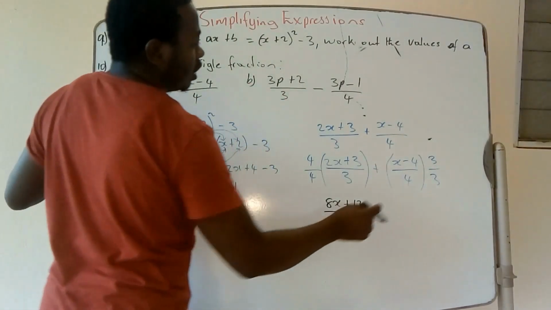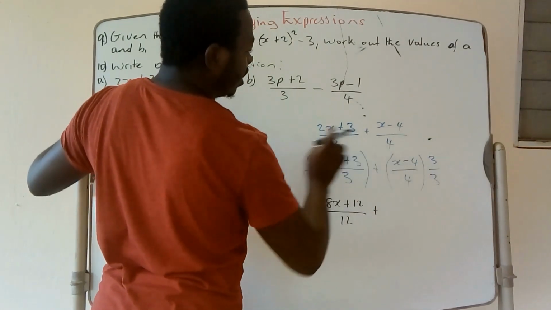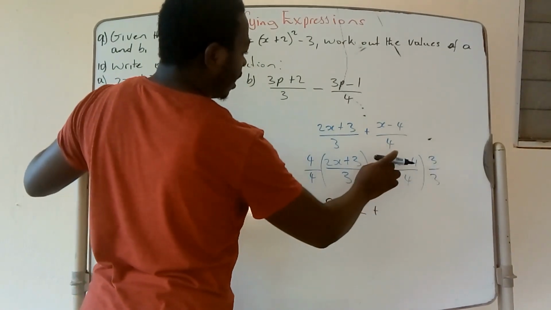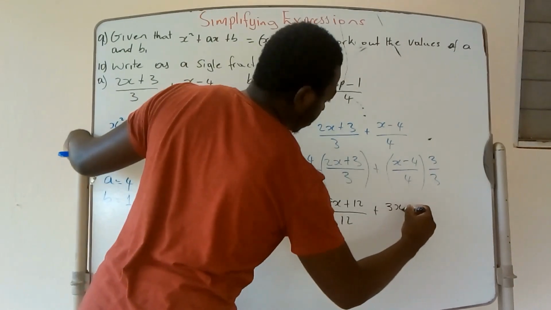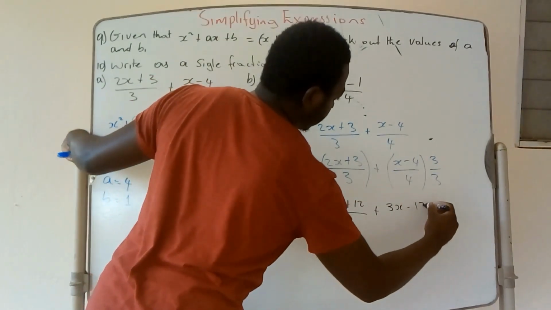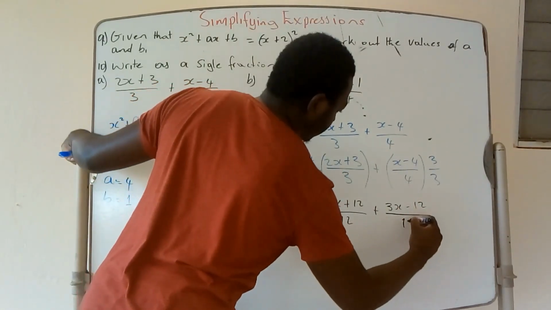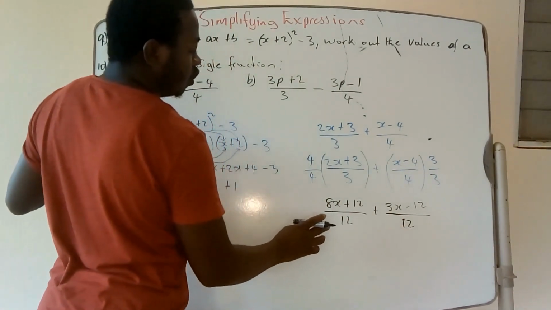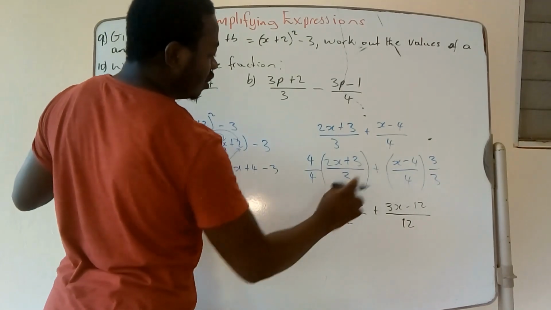plus the same idea here. We're going to take this 3 to multiply each term inside of the bracket, right? So we're going to take the 3 to multiply the x first. So 3 times x, that gives us 3x. 3 times minus 4, that gives us minus 12, all over 3 times 4, that is just 12. Here you note that my denominators are the same. So what that means, I keep the denominator and just simply add the numerators.